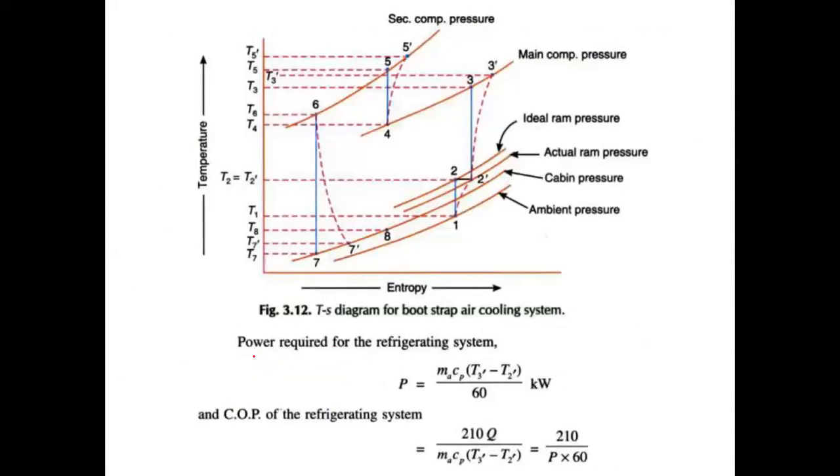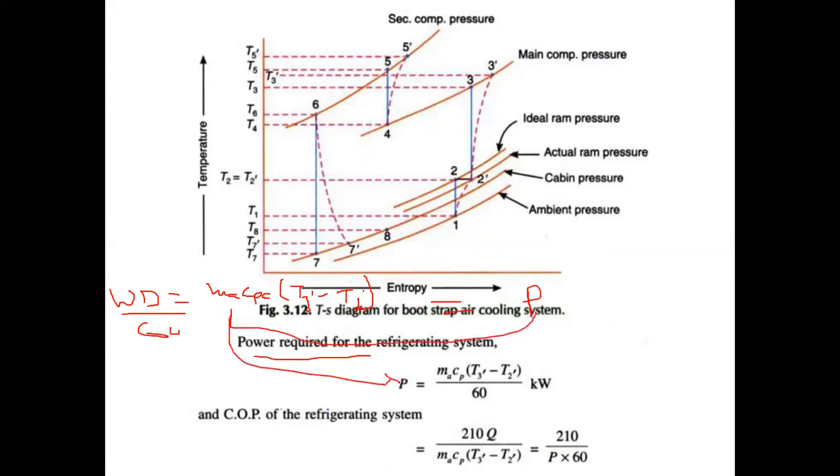Similarly, we require the power required by the refrigeration system. So first we have to find out the work done. Work done by the compressor is denoted by ma into Cpa into T3 dash minus T2 dash, and when it is divided by 60 we get the power output. So power output is equal to ma Cpa (T3 dash minus T2 dash) divided by 60.